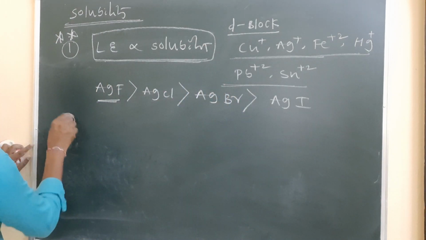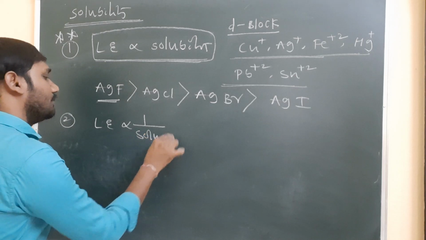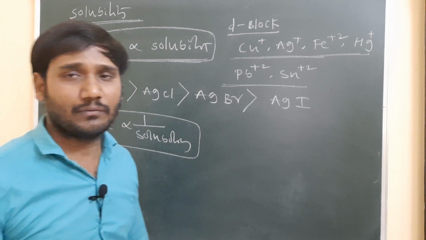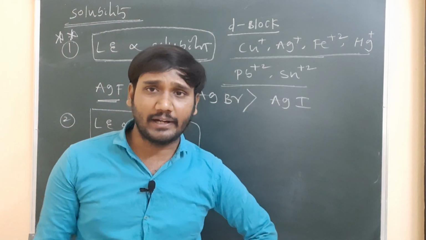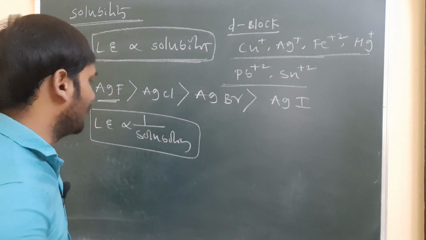The second case is lattice energy indirectly proportional to solubility. First case is lattice energy directly proportional to solubility. Second case is lattice energy indirectly proportional to solubility. So when lattice energy is indirectly proportional to solubility, let us see here.